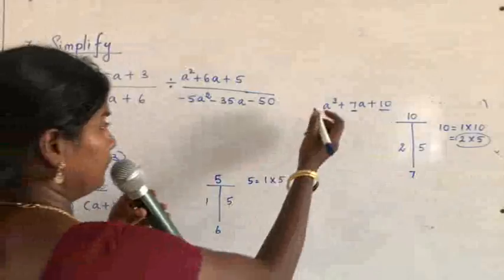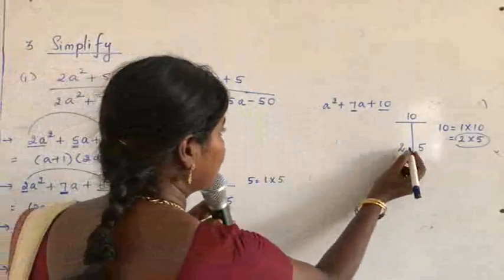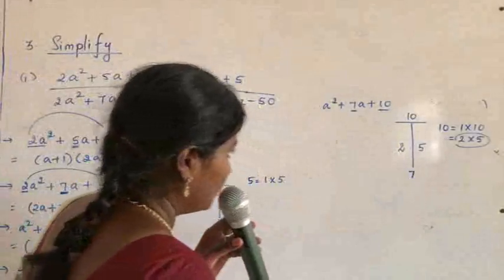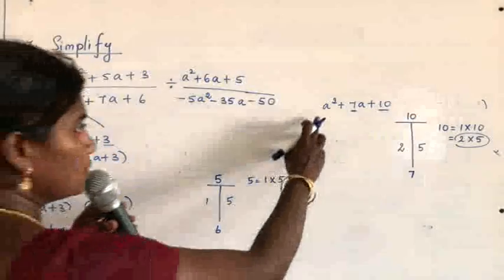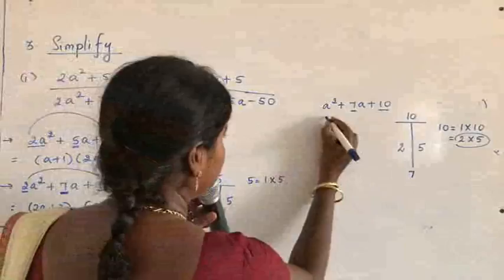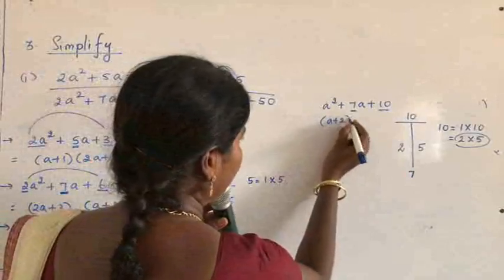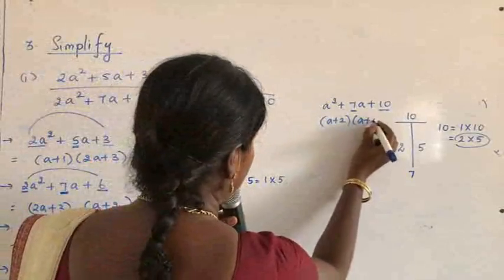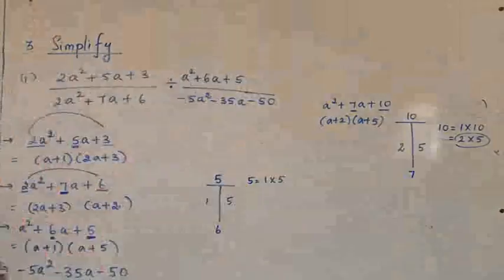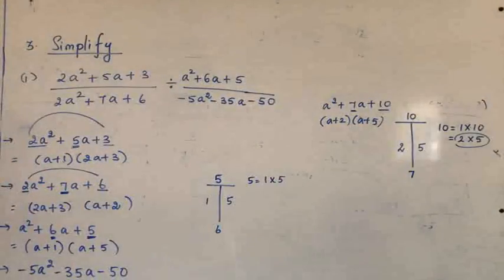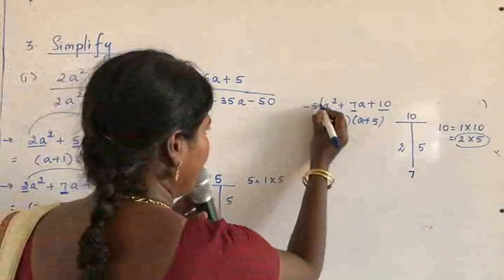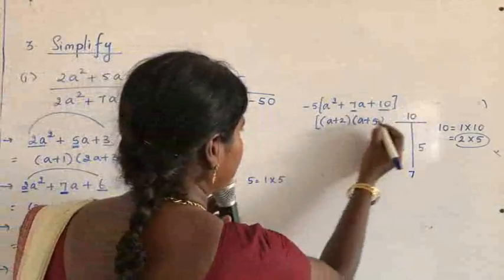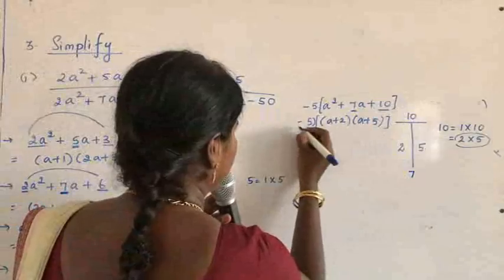Since the coefficient of the first term is 1, there is no need to divide by any other number, so we'll take the numbers directly as factors. What are the variables used over here? A. So you get a plus 2, a plus 5. And one more thing we have to add here: what was taken common? Minus 5 was taken common. So just insert minus 5 over here. So again you get minus 5.